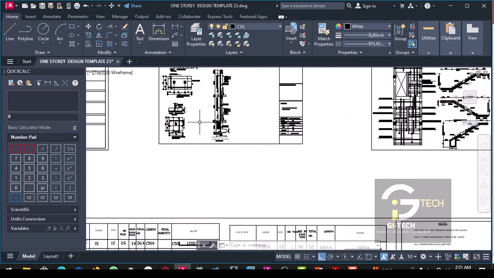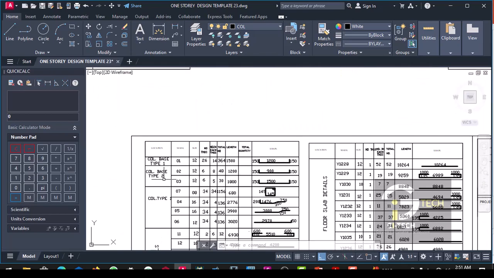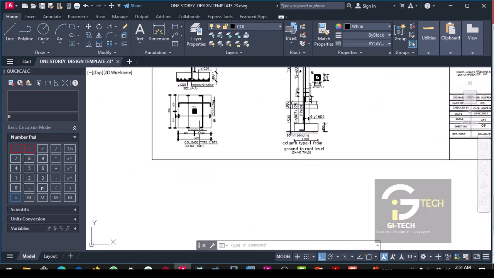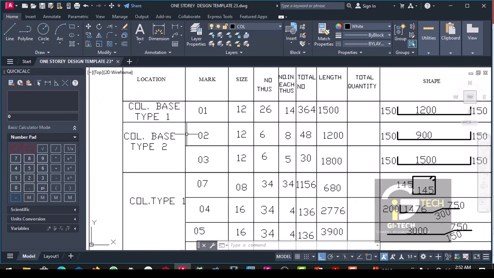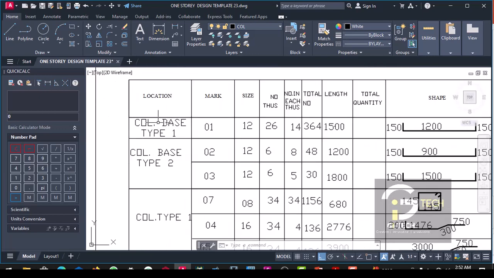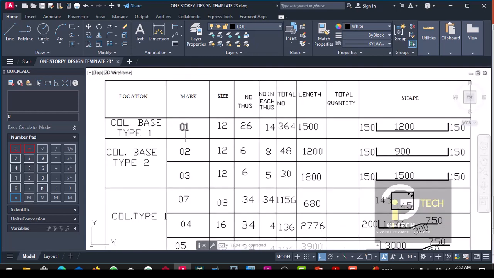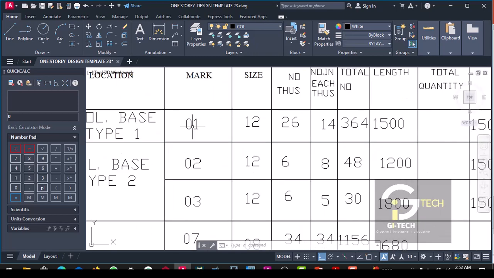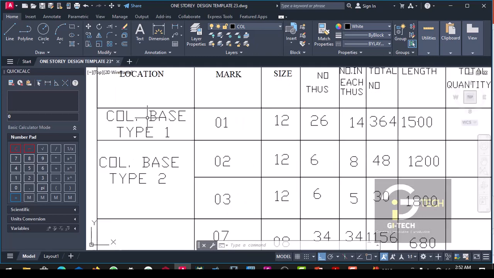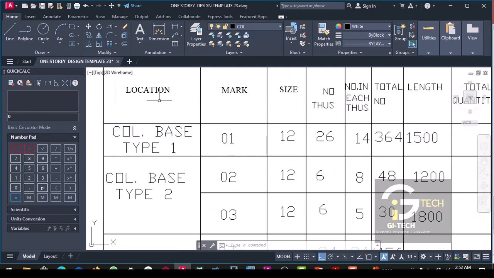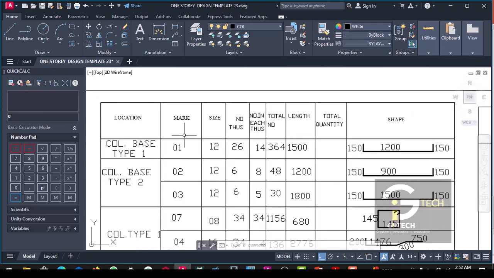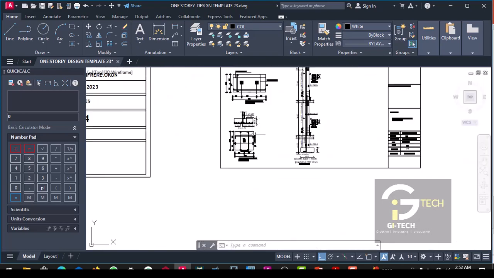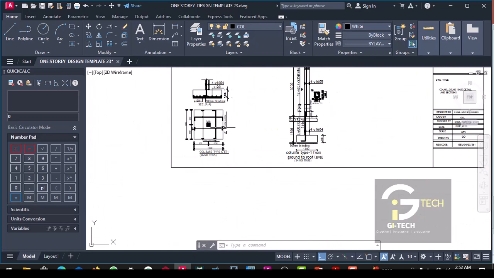So we are going to take the bar bending right now. So here we have column base type 1. The first thing in our table is location. Remember, in our definition we mentioned location. That helps us to identify the location of the structural member. So the location here is column base type 1. Then for the mark, we have 01. This is the 01 that we have.